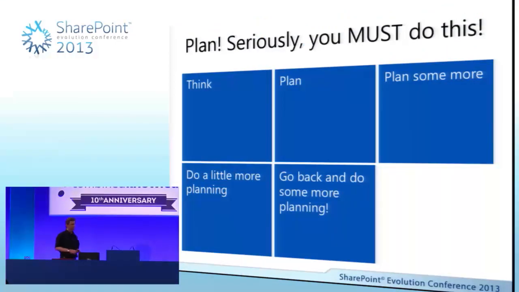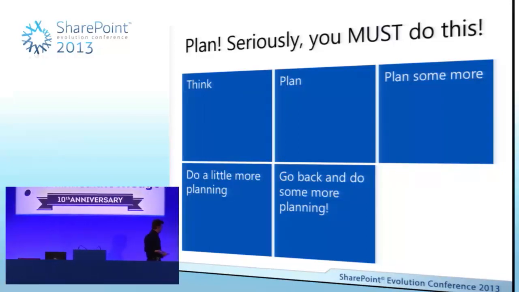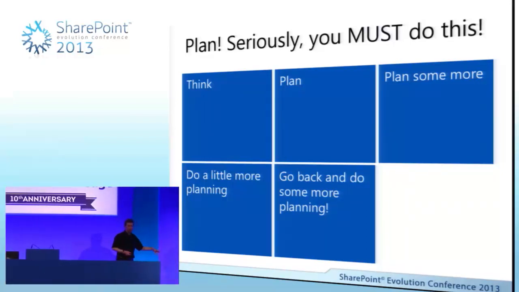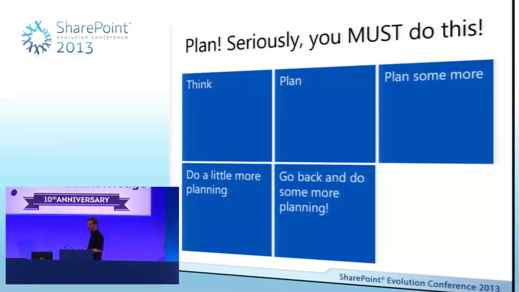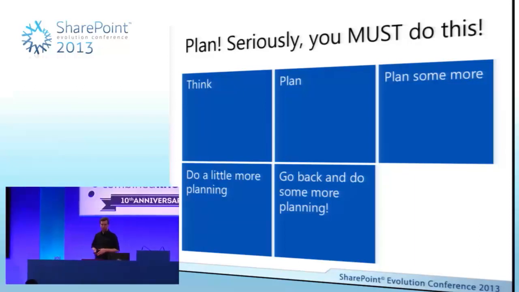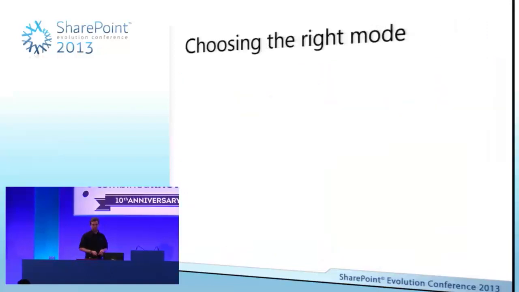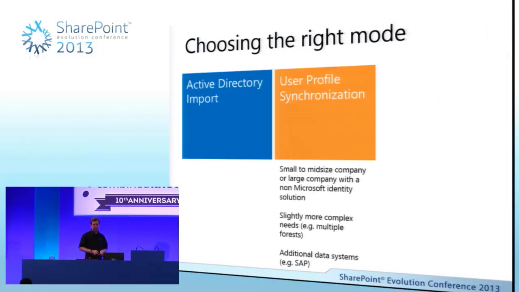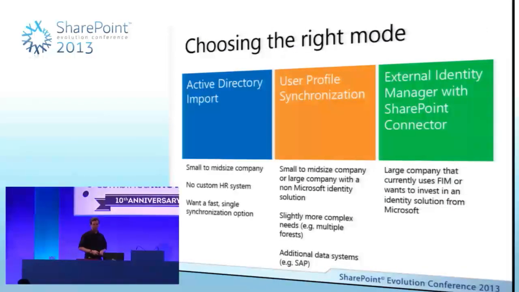Okay, so to wrap up, this is hugely important. The number of times I've been in a deployment where this hasn't happened, that's the root cause of most problems related to profile synchronization. It sounds obvious, but it's far too uncommon. So especially with profile property mappings, this is a huge deal. Need to choose the right mode. This is just some sort of broad recommendations.